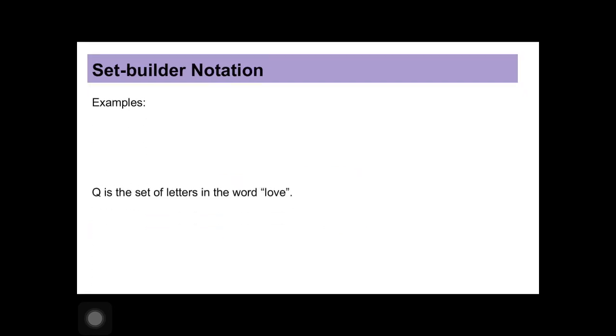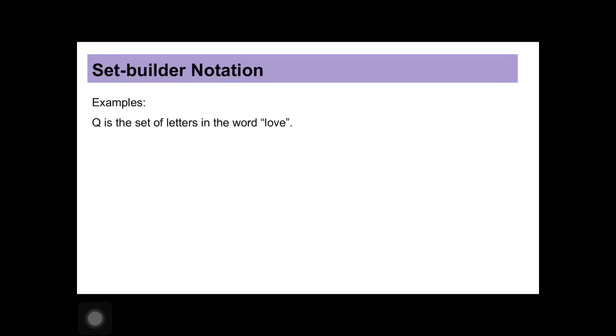more examples. Q is the set of letters in the word love. Okay, so you will write here Q is equal to X such that X is a letter in the word love. Okay, L-O-V-E.